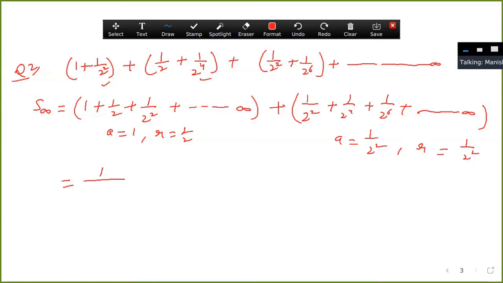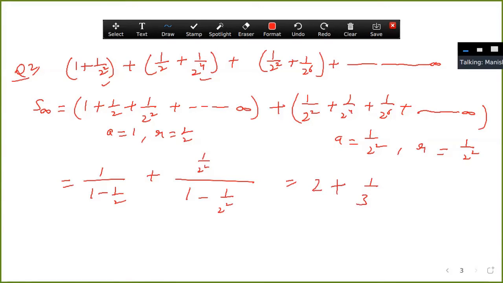A means 1 minus r, 1 plus 1 upon 2 square, because a is 1 upon 2 square, 1 minus 1 upon 2 square, r is also 1 upon 2 square. If you simplify it, what you will get? 1 upon 4, 1 plus 1 upon 4, this is 1 by 3, and this will be equal to half, goes numerator 2. 2 plus 1 by 3.